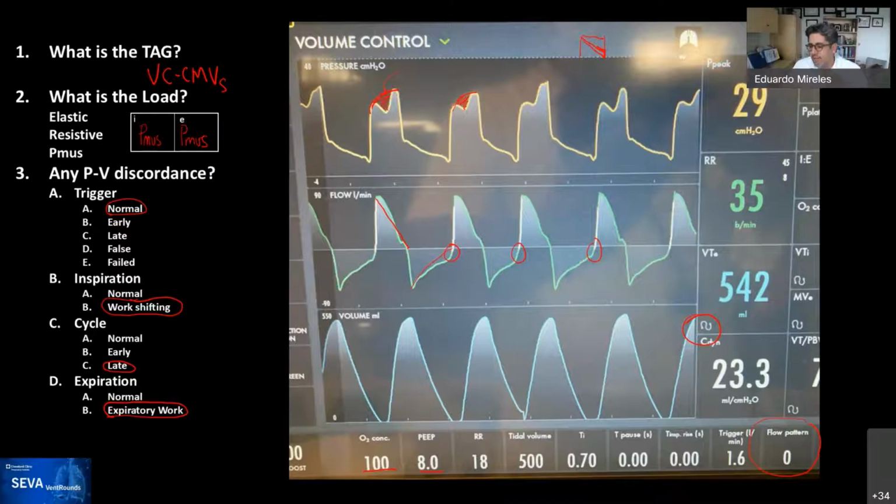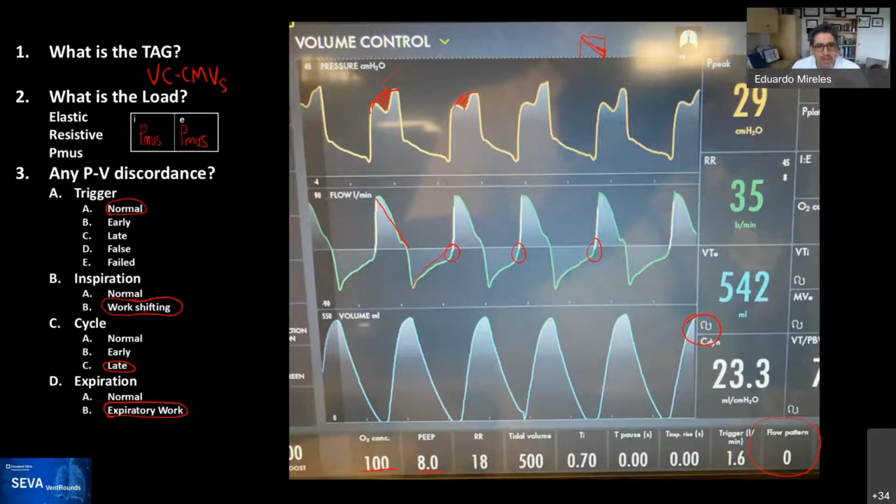I second and triple that. Absolutely, Ivor. If you don't put the hand on the patient, you're missing a large amount of information. In terms of trigger, I think the trigger is normal. There is no major deflection on the pressure. As you pointed out, Steve, the trigger is set at 1.6 liters, and it's actually following really nicely. It pressurizes rapidly. There's no major abnormality there.